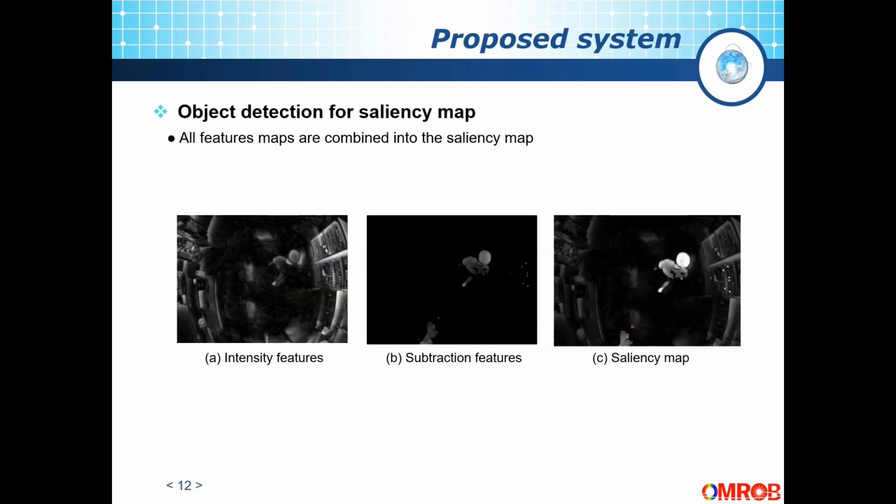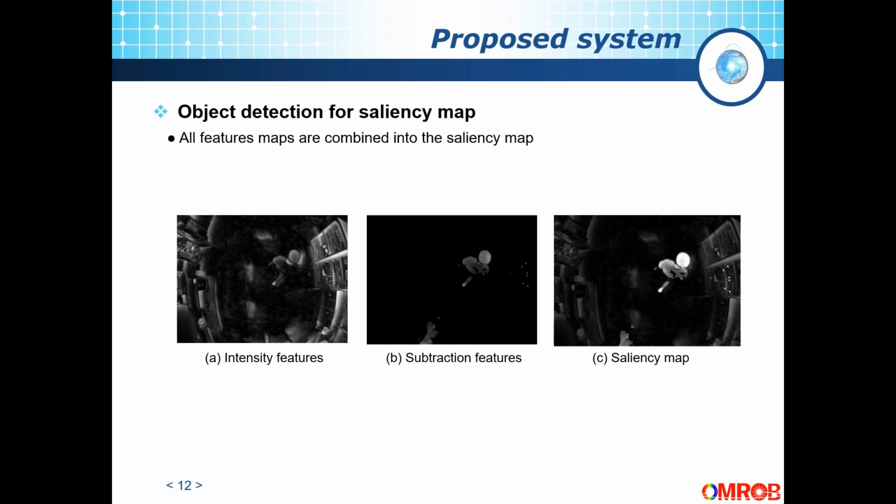The intensity conspicuity map and the subtraction conspicuity map are added into the saliency map. Each combination weight varies depending on the scenario. When all the feature maps are combined into the saliency map, the prominent objects may show strong activity peaks. Numerous locations are shown in picture C.